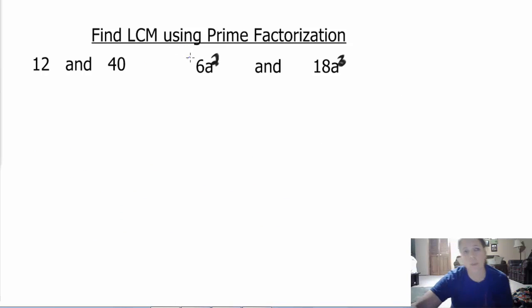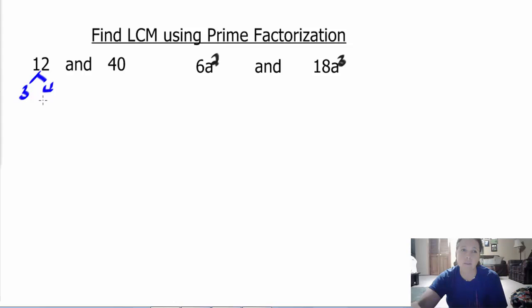So that's the old way to find least common multiple, which you can still do. But another way, if you have numbers that are really big or numbers that don't have very many multiples in common, like 12 and 40, then you can use prime factorization. It's a little different than we did before, though.